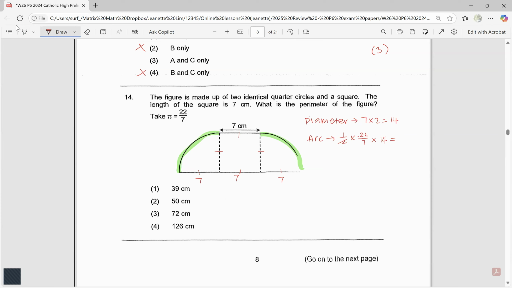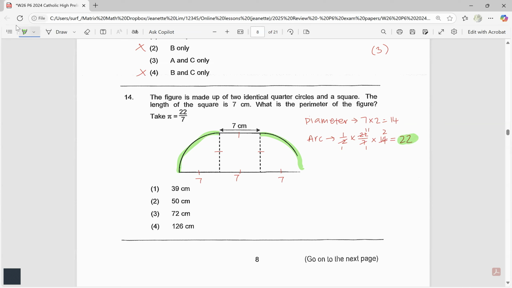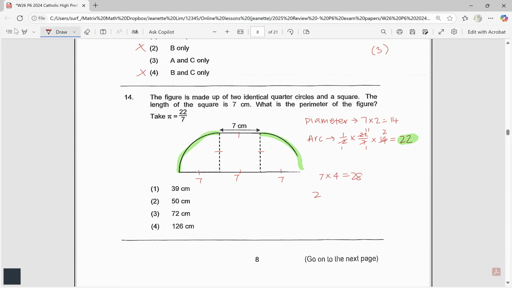So 2 and 22 can simplify. You get 11 here. 7 and 14 can also simplify. So this will be 2. So you end up with 2 times 11, which is 22. So 22 is the length of the arcs. Then add up all the sevens. So you have 4 times 7, which is 28. So total perimeter is 28 plus 22. 50 cm. Answer option 2.